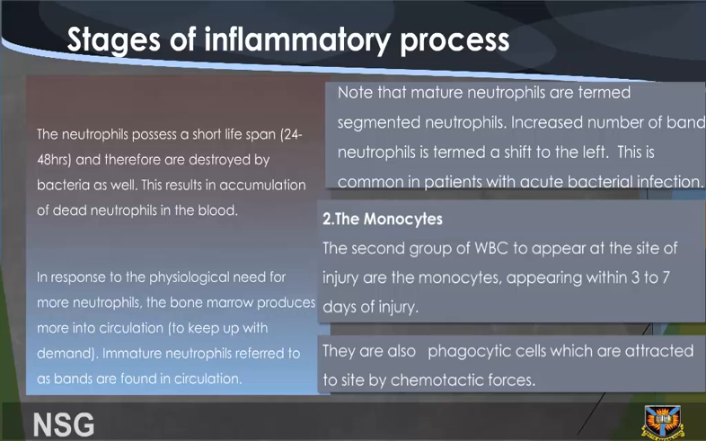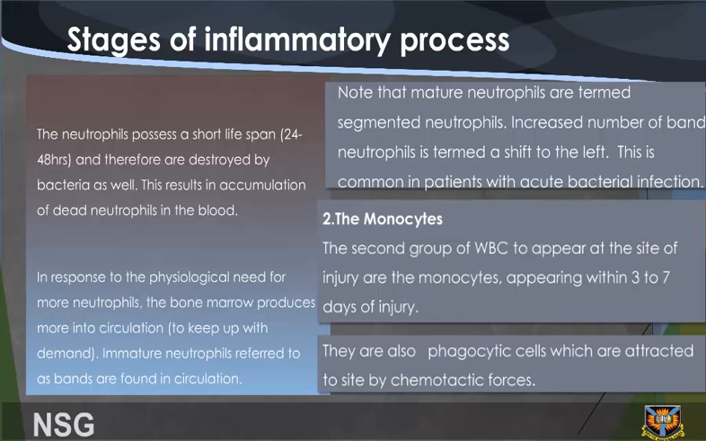In response to the physiological need for more neutrophils, the bone marrow produces more into circulation to keep up with demand. Immature neutrophils, referred to as bands, are found in circulation. Note that mature neutrophils are termed segmented neutrophils. Increased number of band neutrophils is termed a shift to the left. This is common in patients with acute bacterial infection.